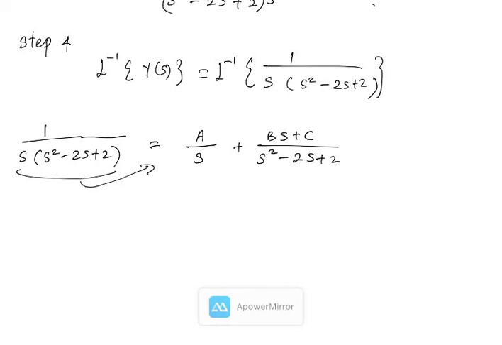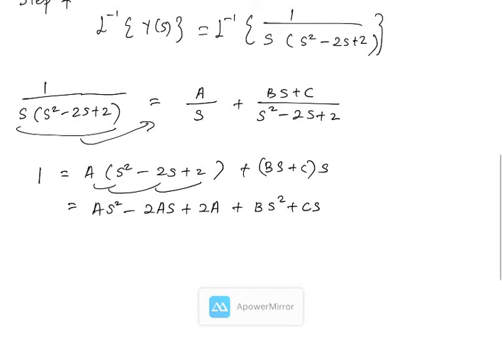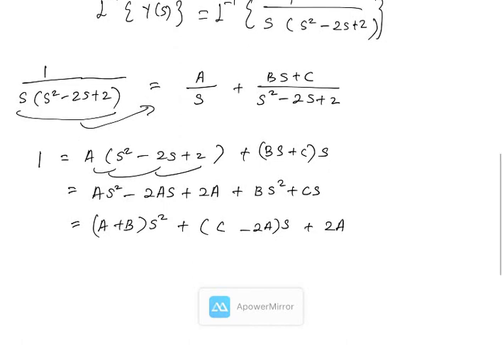We bring this one to the right hand side, so we have 1 equal to A times s squared minus 2s plus 2, plus Bs plus C multiplied with s. Multiplying everything, we have A s squared minus 2As plus 2A plus B s squared plus Cs. This is equivalent to A plus B s squared plus C minus 2A s plus 2A. We collect the s squared, so we get A plus B. Then we collect the s, we have C minus 2A.